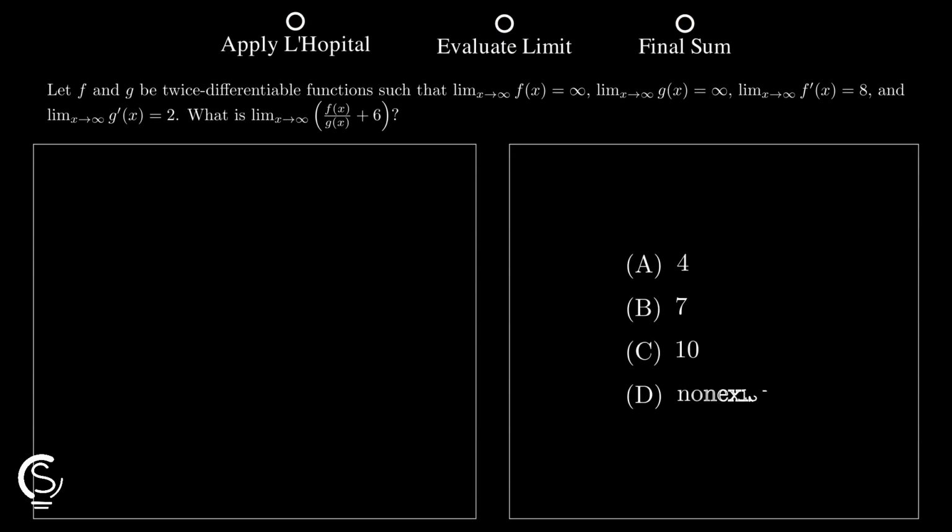Since both functions approach infinity, we apply L'Hopital's rule. This allows us to replace the ratio of the functions with the ratio of their derivatives as x approaches infinity. Boom!